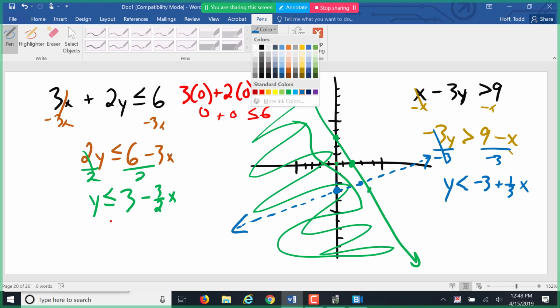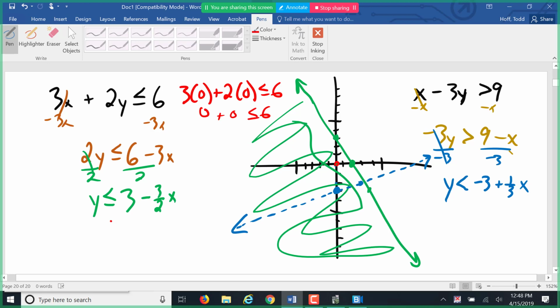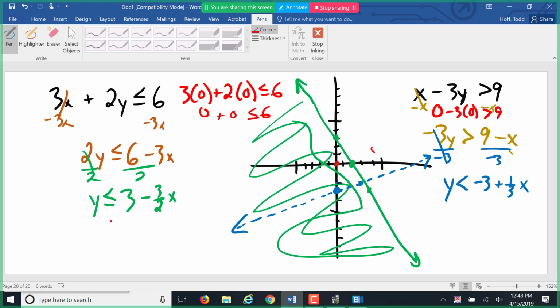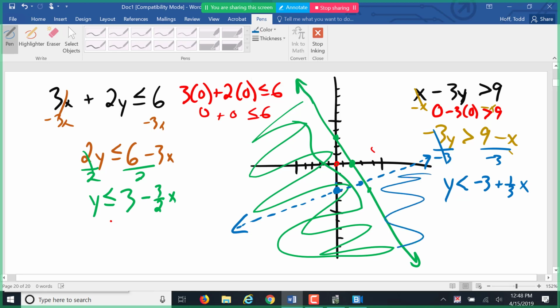If I choose that test point of 0, 0 again, is 0 minus 3 times 0 greater than 9? Is 0 minus 0 greater than 9? No, so that point is not in the solution. So we color in the other side of that line over here.